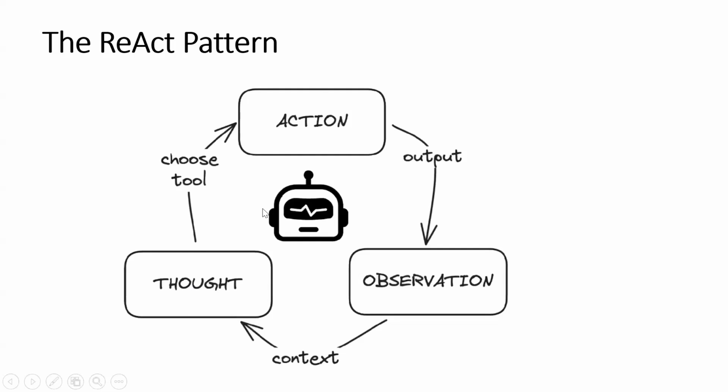You have thought, you have action, and you have observation. All these three things, when they work in a loop, we call it a ReAct pattern. So how does it work? There is a thought, basically. Let's say I want to make an omelette. As a human being, what will come first to my mind?